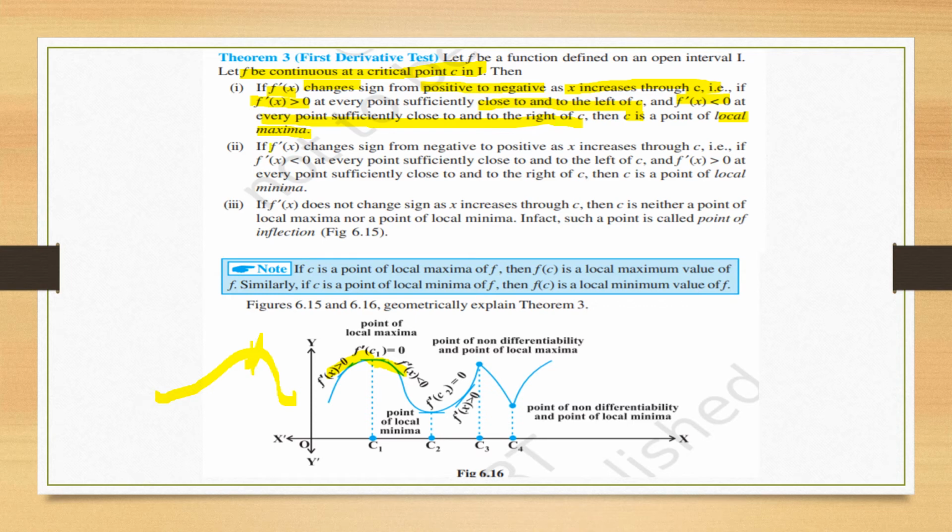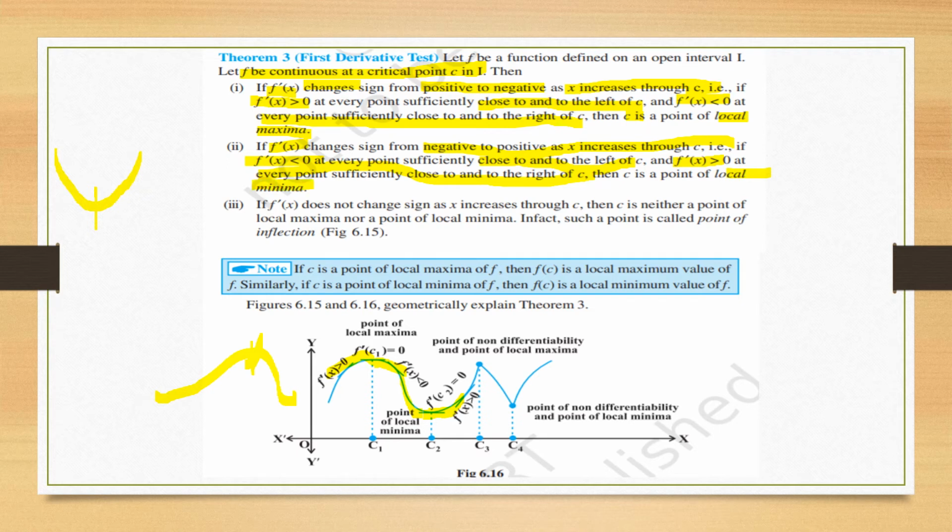Similarly, if f dash x changes sign at c from negative to positive, then the change gives you a local minimum. From negative to positive as x increases through c: f dash x is less than 0 at every point sufficiently close to the left of c, and f dash x is greater than 0 at every point sufficiently close to the right of c. Then c is called a point of local minimum.